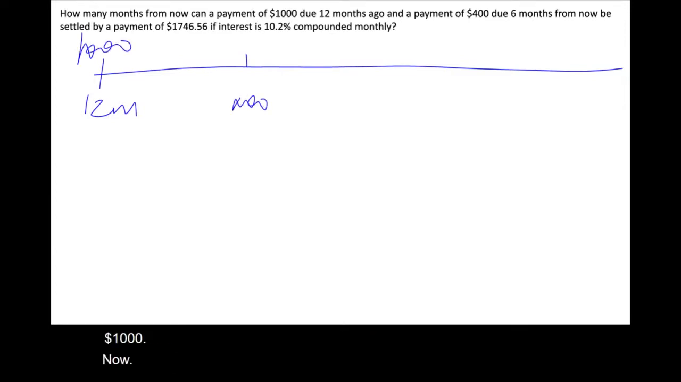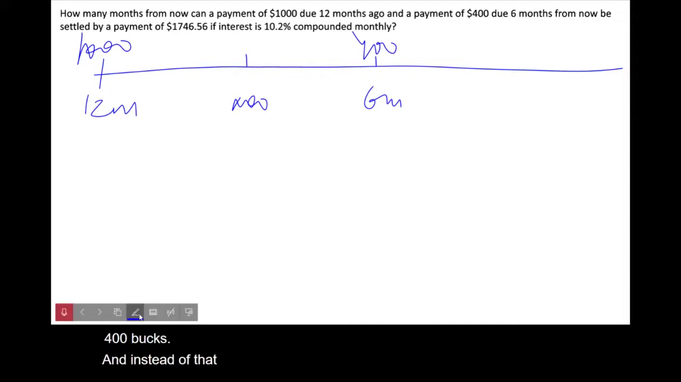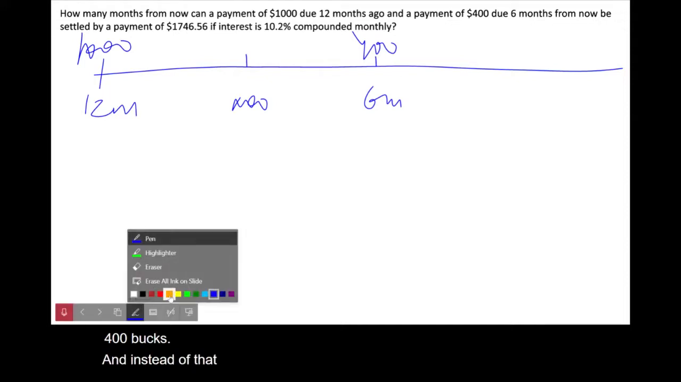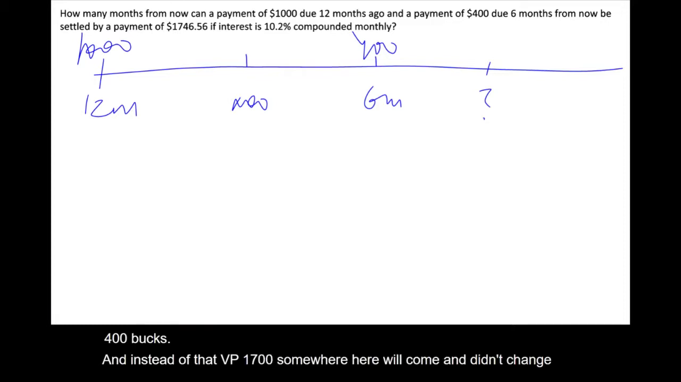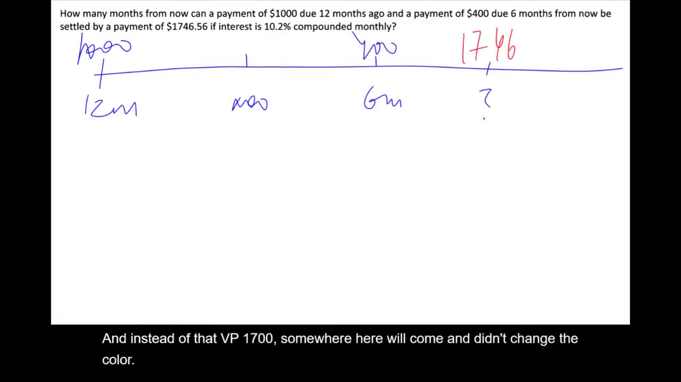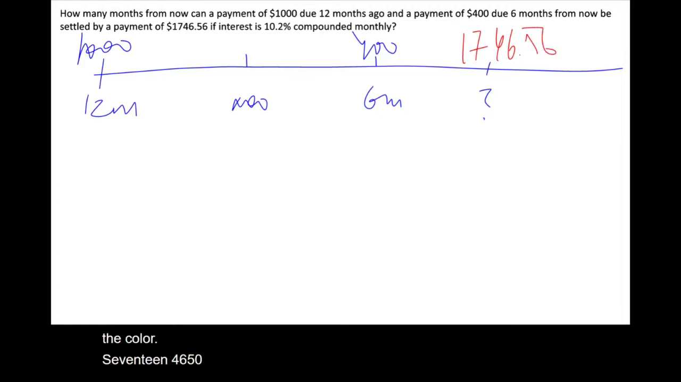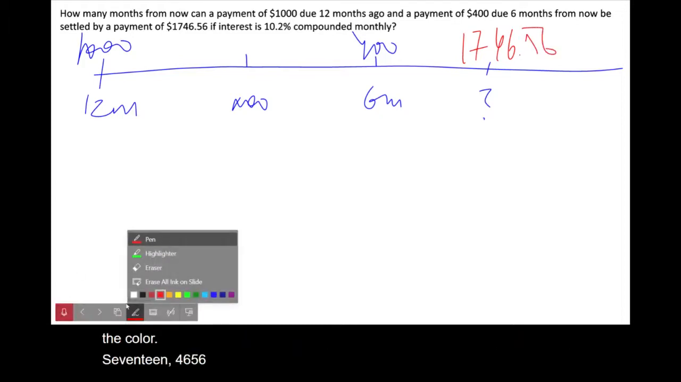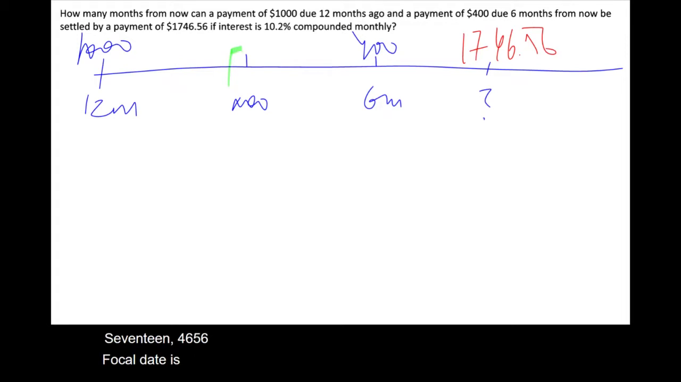Now, 6 months, $400. And instead of that, we pay 1,700 somewhere here. So 1746.56. Focal date is now, always. That's the equated date question.